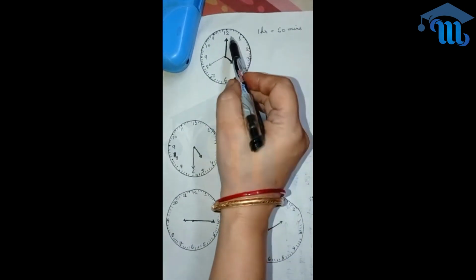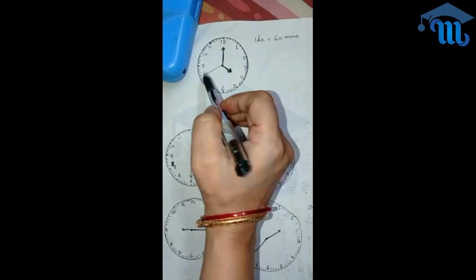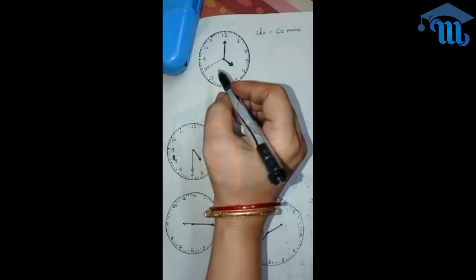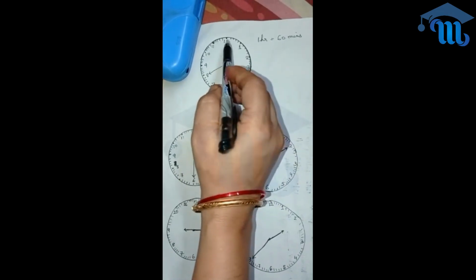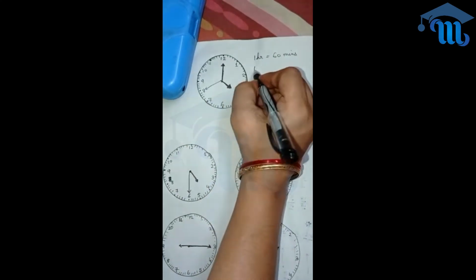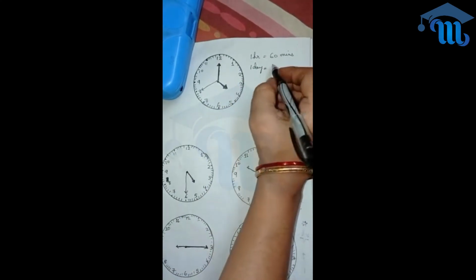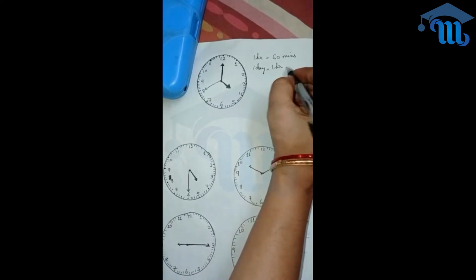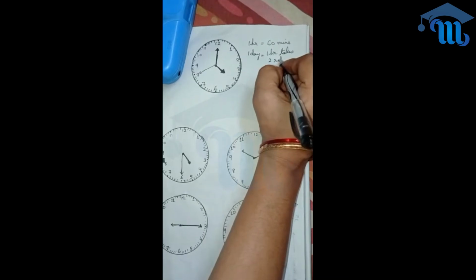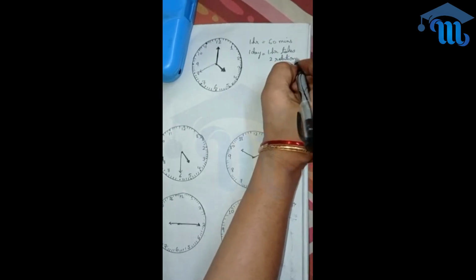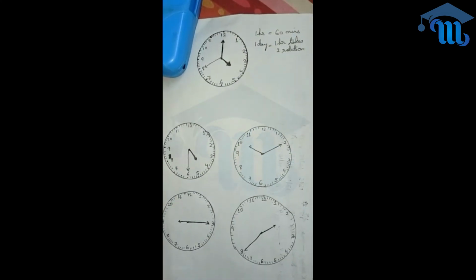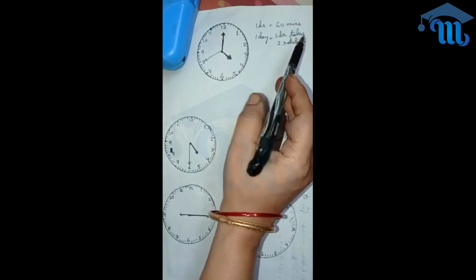So the hour hand completes one rotation of the clock in 12 hours. So in a day, the hour hand takes two rotations to complete a day. It completes two rotations.